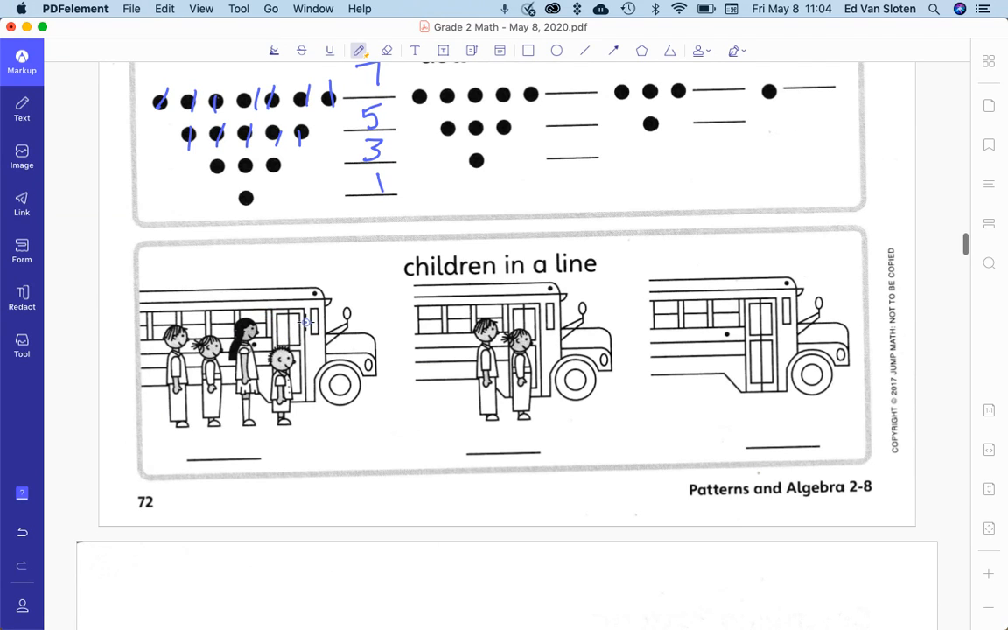Children waiting for a bus. They look like robots. They're standing perfectly still. Their arms are at their side. So children in a line. Here we got 4. Here we've got 2. And now waiting for the bus is 0. I assume they're inside the bus. So let's draw their heads inside the bus. Okay.